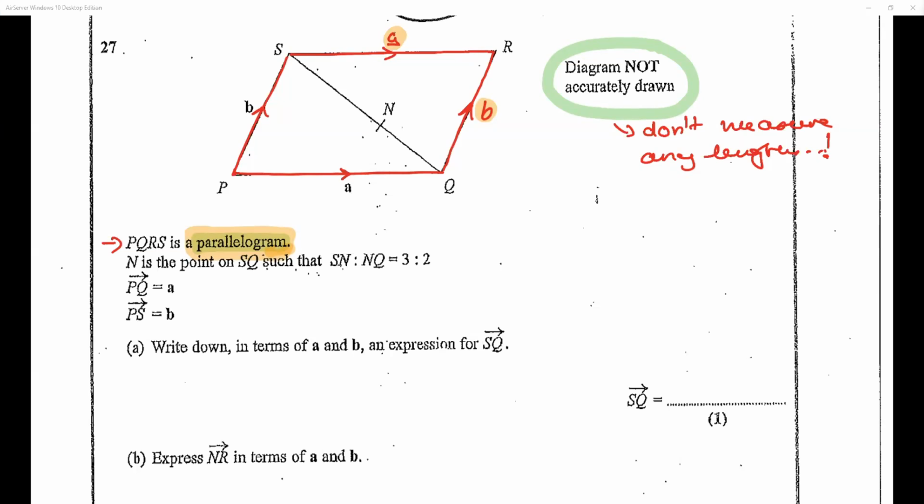So the parallel sides are equal. If that's a, that's also a. If the other side is b, that side is b as well. So we've got those two sides free of charge.